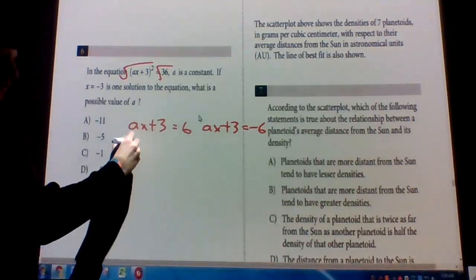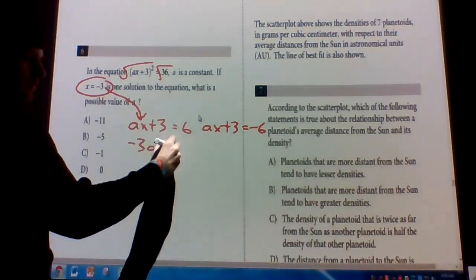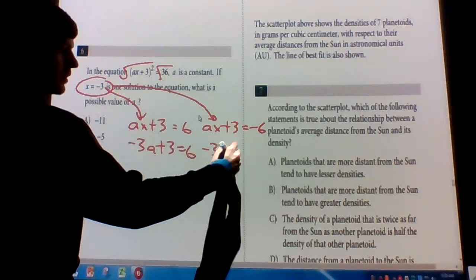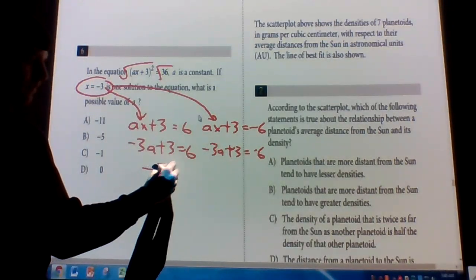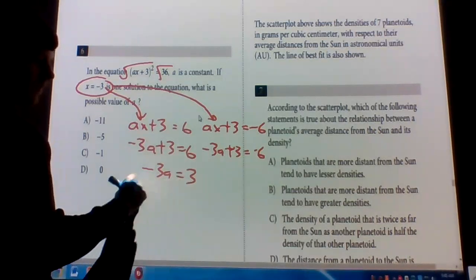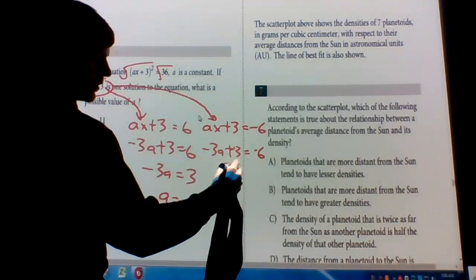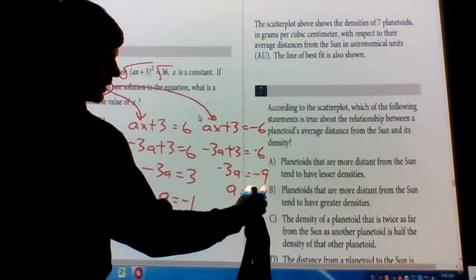Okay, and then you plug your x in here. -3a plus 3 equals 6, and -3a plus 3 equals -6, and then you can solve each one. So subtract 3, -3a is going to equal 3. Divide by -3, a is going to be -1. Over here you subtract 3, so -3a equals -9. Divide by -3, a equals 3.